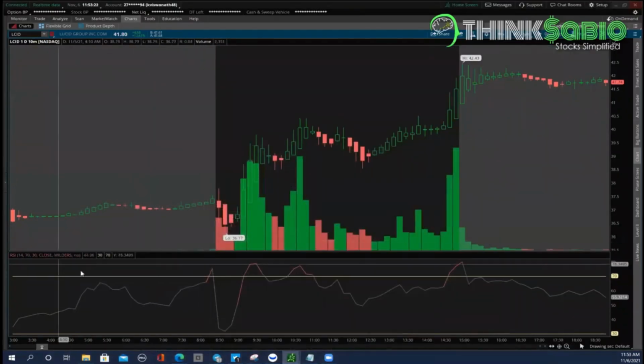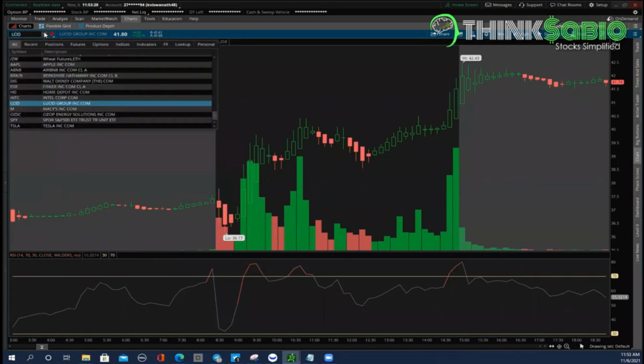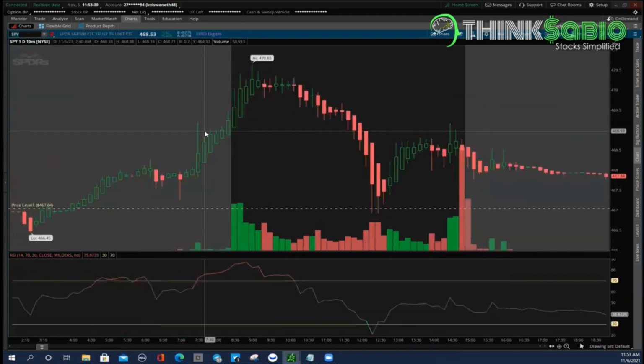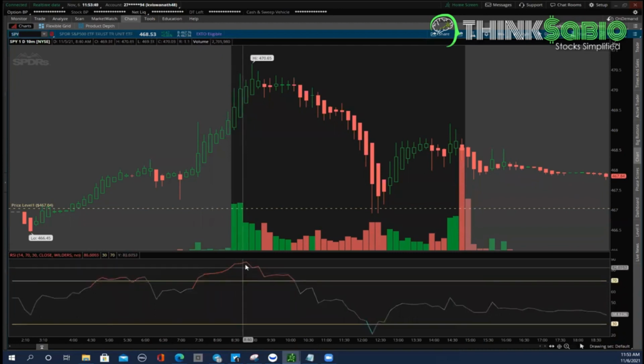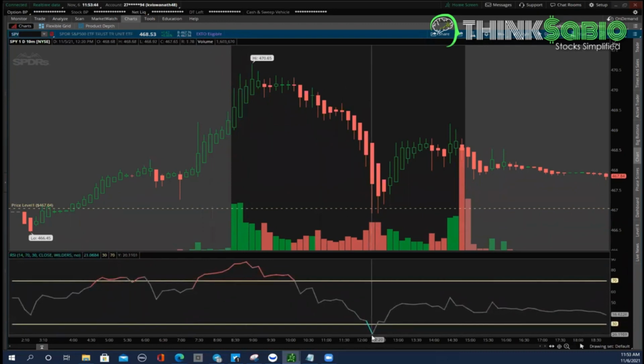If you plot RSI on your Thinkorswim, say you're looking at Lucid, or let's go back to SPY. What is RSI telling you? If it goes above 70, that means it is overbought. If it goes below this line, that means it's oversold.